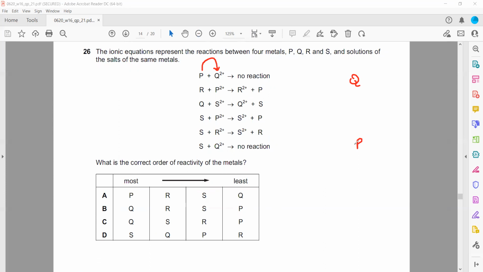So Q is more reactive than P. When we try to react them, P is not able to displace Q. So it means Q is more reactive than P. Then when we check R with P, R is able to displace P. There's a reaction, so it means R is more reactive, or R is above.